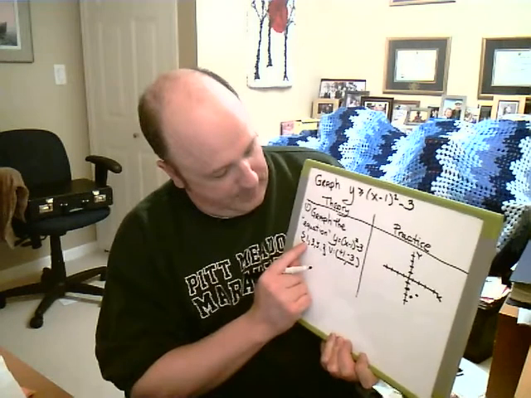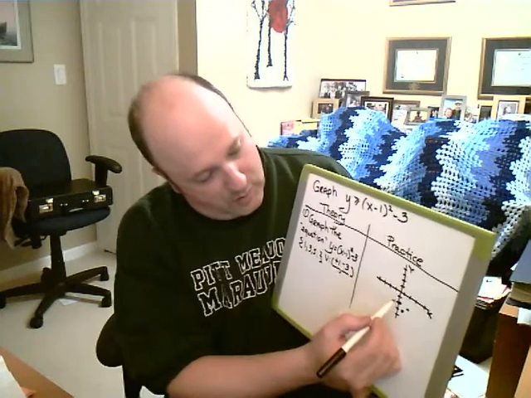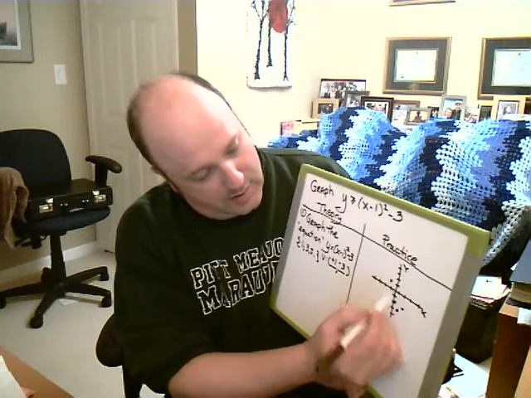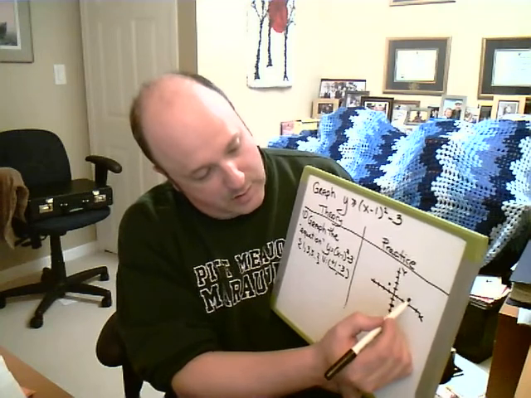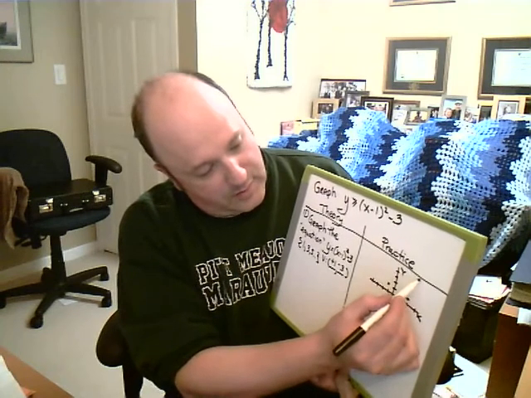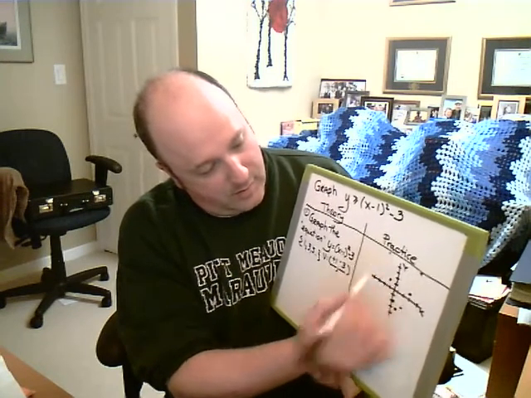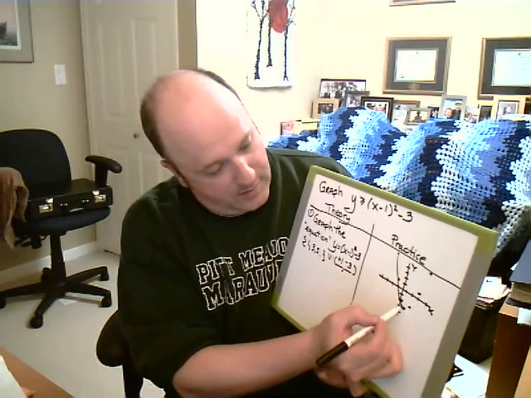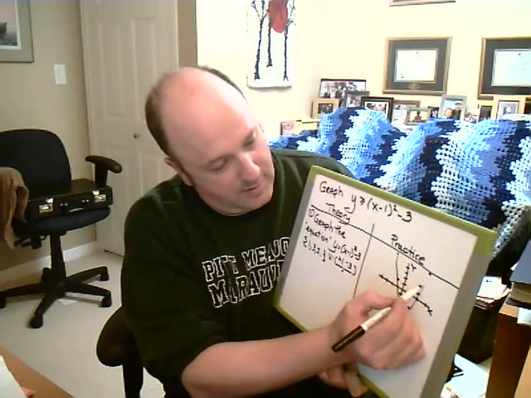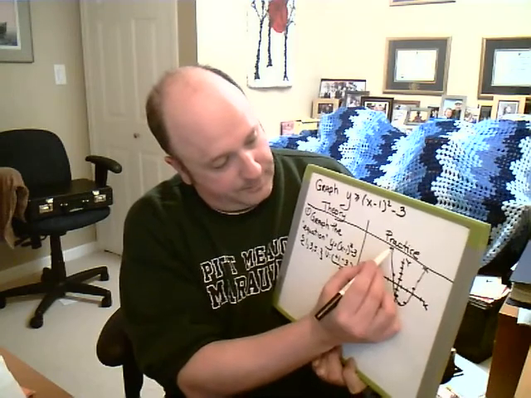That takes care of that. Over 1, up 3. That goes to there, and its mirror image. Then over 1, up 5. Well, that's going to be way up there. 1, 3, 5. And my graph looks something like that.